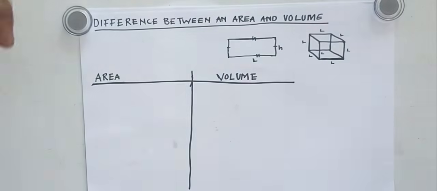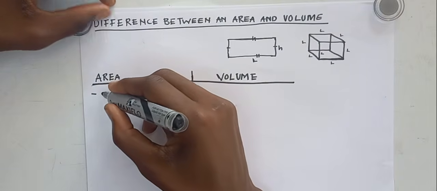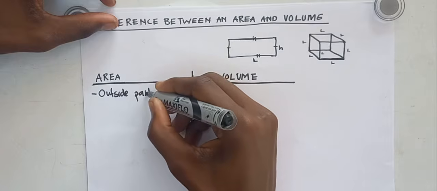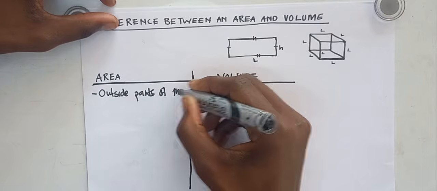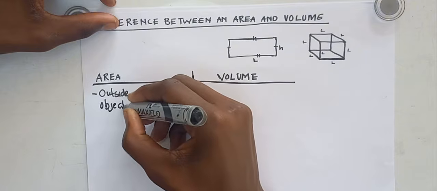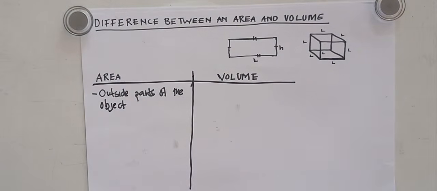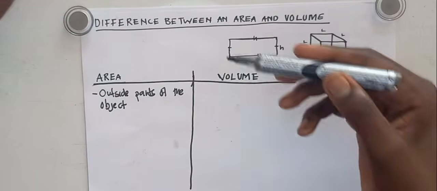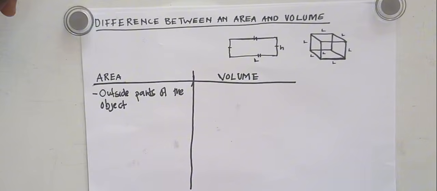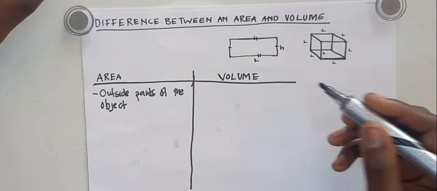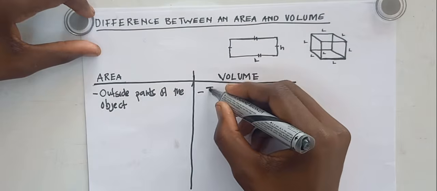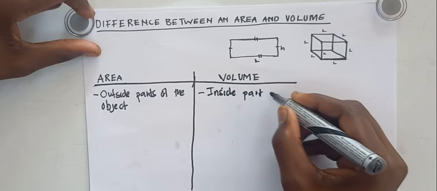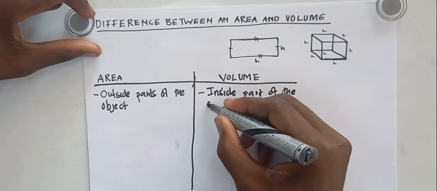So when we talk about an area of any object, guys, we talk about the outside parts of the object, and I will demonstrate this. What do I mean when I say the outside part? So when we talk about an area of any object, we talk about the outside parts of that kind of an object. But when we talk about the volume, we talk about the inside parts of the object.